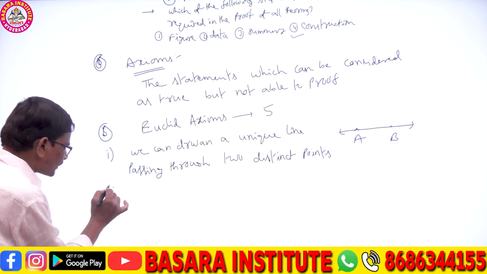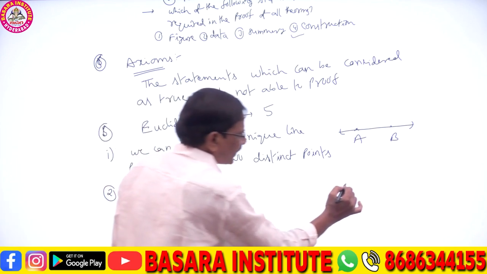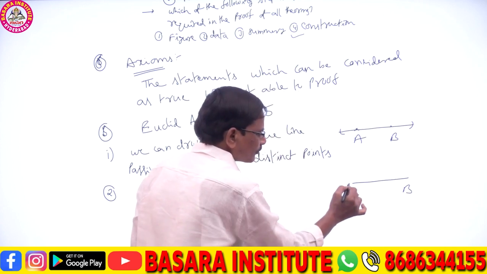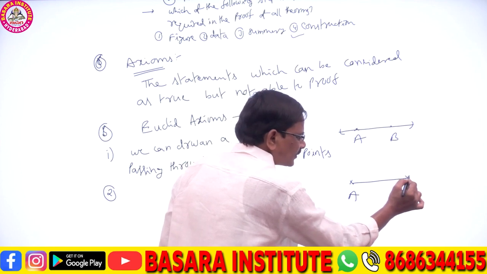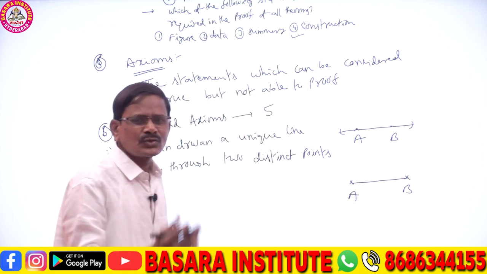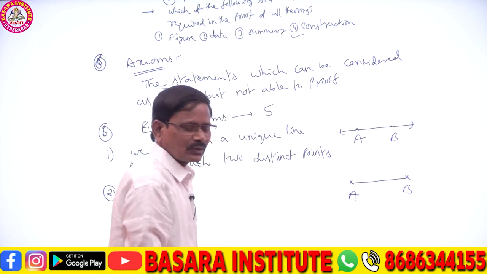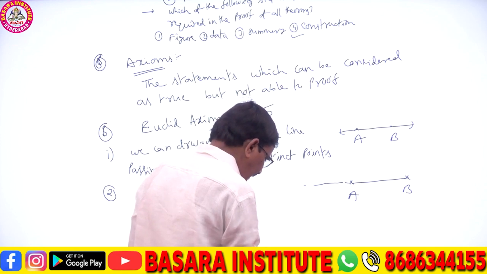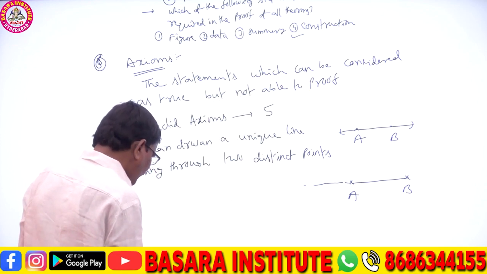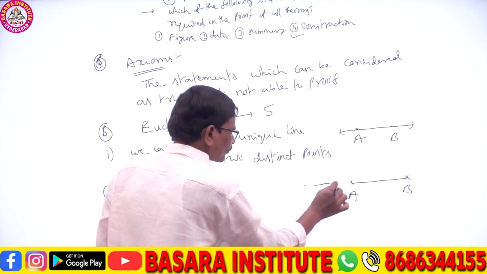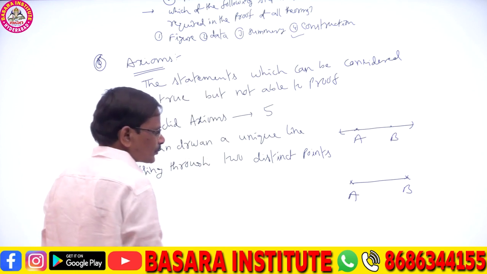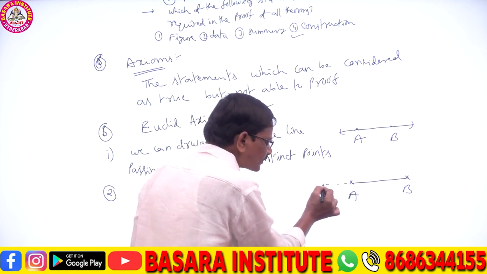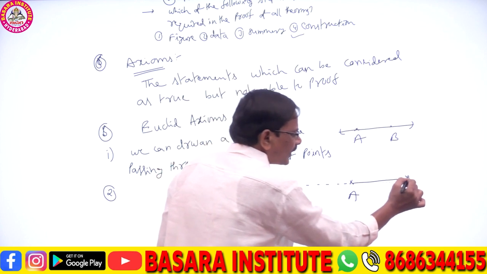And the second axiom. Now take a line segment AB. This is line segment AB. A line segment has 2 endpoints. A straight line has no endpoints. When we extend the line segment AB on both sides, this way and this way, both sides.